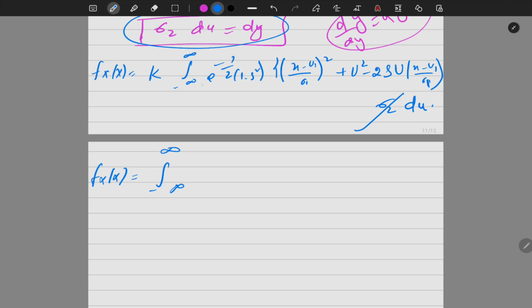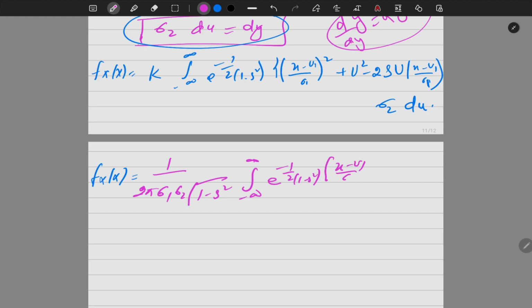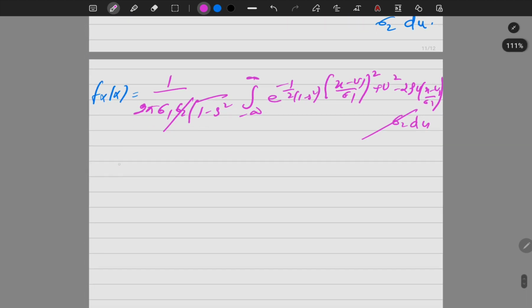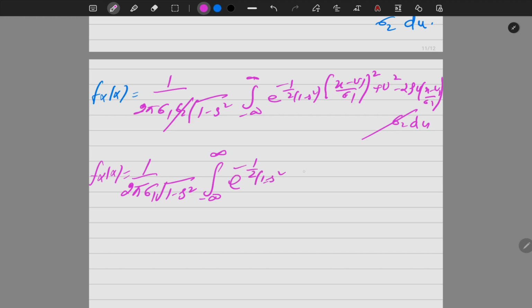See, from here sigma 2, and wait a minute, let me tell you something about what will happen here. If I write this, 1 upon 2 pi sigma 1 sigma 2 root 1 minus rho square, integral from minus infinity to infinity, e to the power minus 1 by 2 into 1 minus rho square, then x minus mu 1 upon sigma 1 square plus u square minus 2 rho u x minus mu 1 upon sigma 1, times sigma 2 du. This sigma 2 and this sigma 2 will cancel out. Then f of x would be 1 upon 2 pi sigma 1 root 1 minus rho square, integral from minus infinity to infinity, e to the power this, x minus mu 1 upon sigma 1 square plus u square minus 2 rho u x minus mu 1 upon sigma 1, du, right?